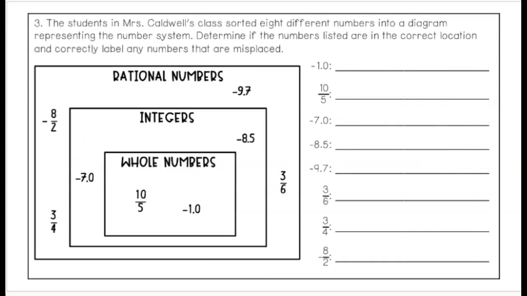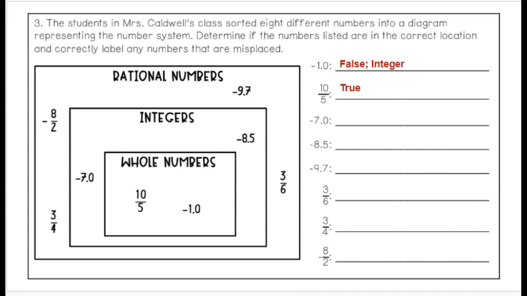The students in Mrs. Caldwell's class sorted 8 different numbers into a diagram representing the number system. Determine if the numbers listed are in the correct location and correctly label any numbers that are misplaced. -1 is false. -1 is listed as a whole number, but it is an integer.